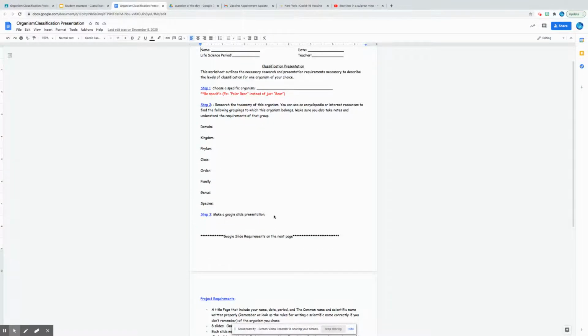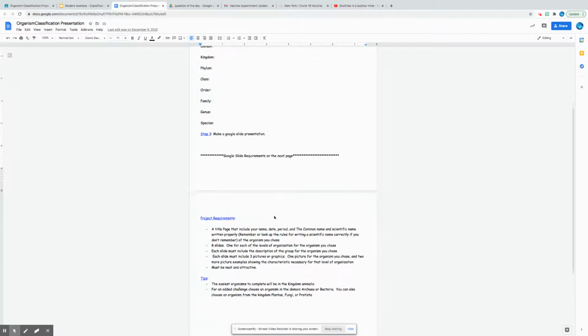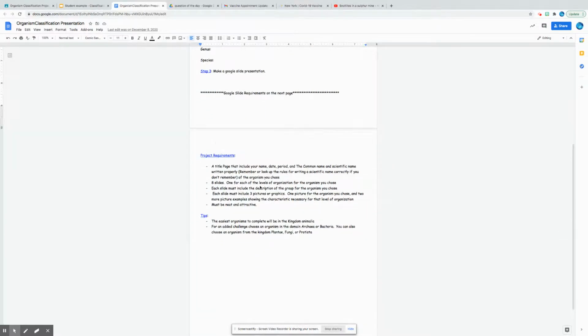And so step 3 is to make a Google Slides presentation. Here are the requirements for the presentation: title page, name, date, period, common name and scientific name written properly, right? Look at the rules. The rules are that the genus is always capitalized, the first letter, and the species is always written in lowercase letters. It must be 8 slides, one for each level of the organization. Each slide must include the description of the group or the organism you chose. Each slide must include 3 pictures or graphics.